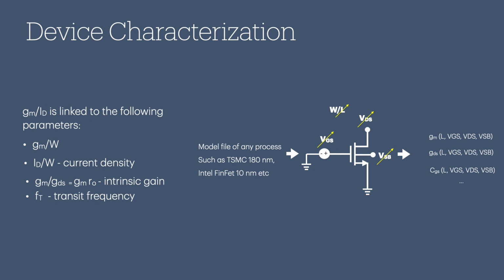As discussed in the first lecture, the one very good thing about gm over ID is that it is linked to other figures of merit, such as gm over W, ID over W, gmr0, the intrinsic gain of the transistor, and the transit frequency. We will extract these parameters or figures of merit, and therefore create our lookup table. We will characterize the device by sweeping it in 4 dimensions: the device length, the gate-to-source voltage, the drain-to-source voltage, and the source-to-body voltage.